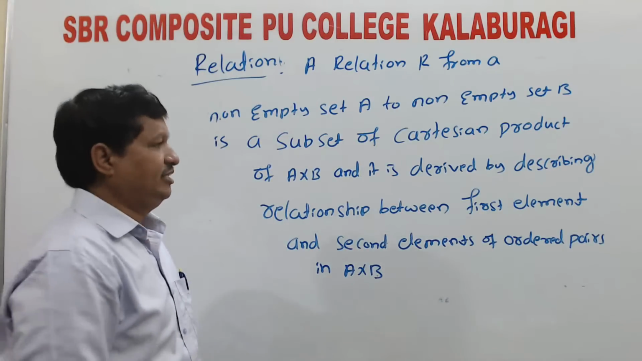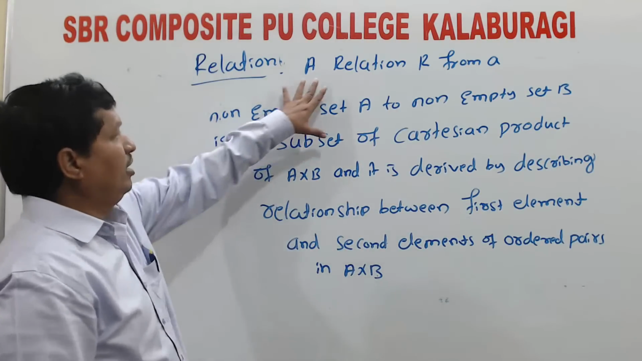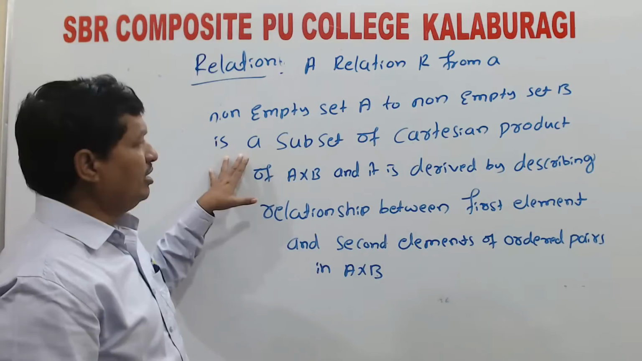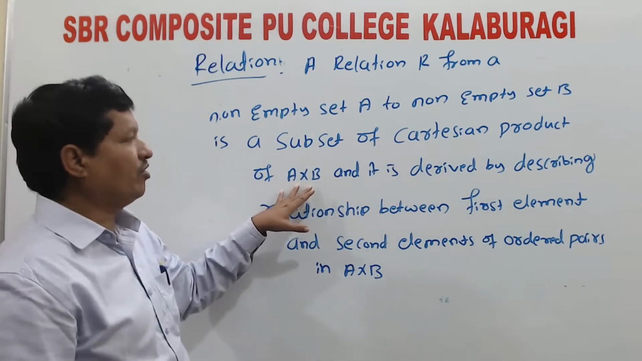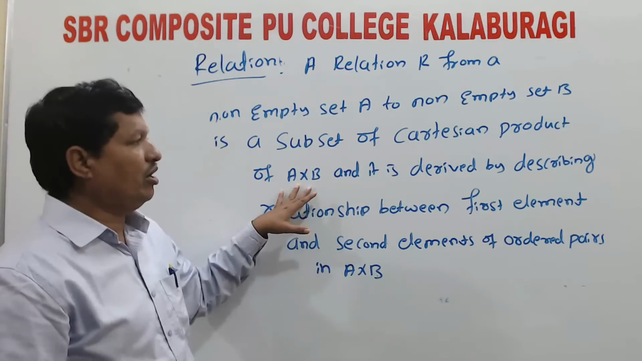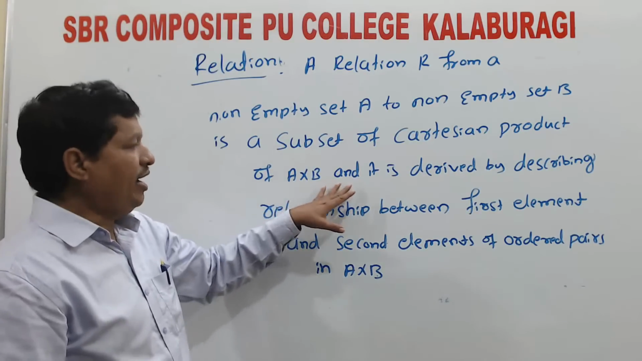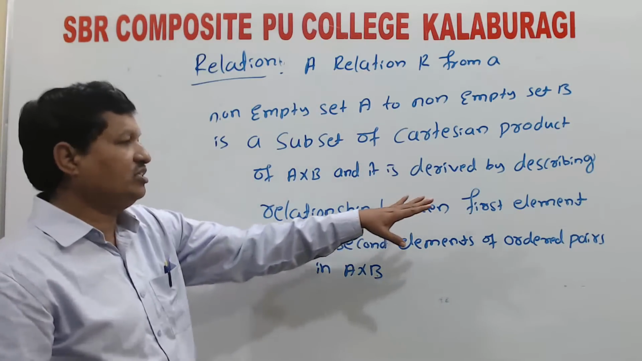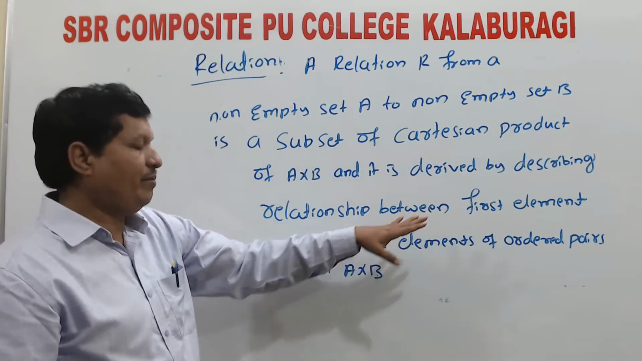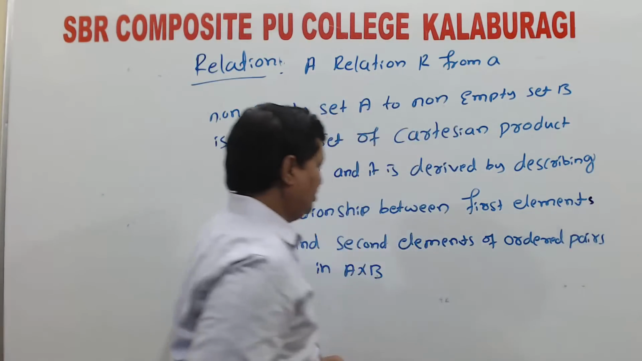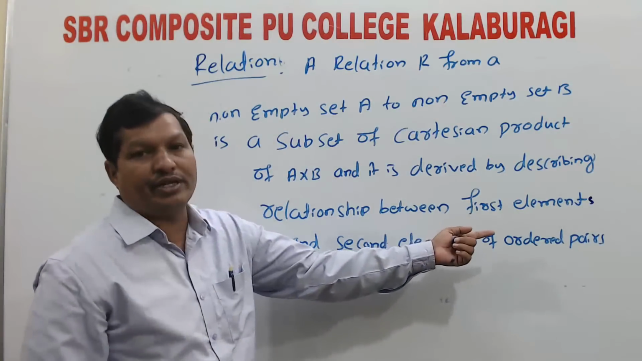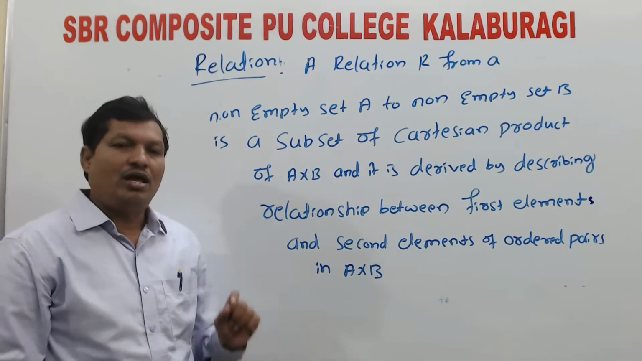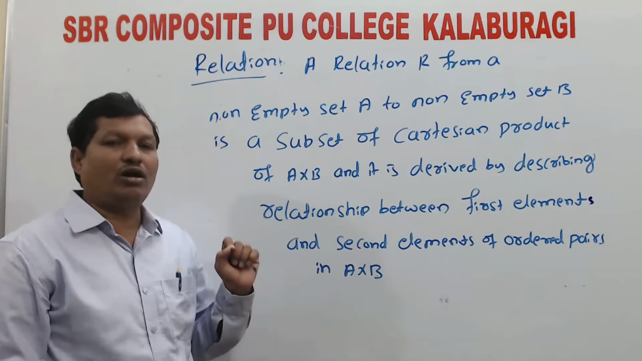What is the definition here? Already you know what a relation is. A relation R from a non-empty set A to a non-empty set B is a subset of the Cartesian product A cross B. First of all, it should be a subset of the Cartesian product of two non-empty sets A and B, and it is derived by describing a relationship between the first elements and second elements of ordered pairs in A cross B. This is the definition of a relation. Okay, very simple. A relation is a subset of the Cartesian product.